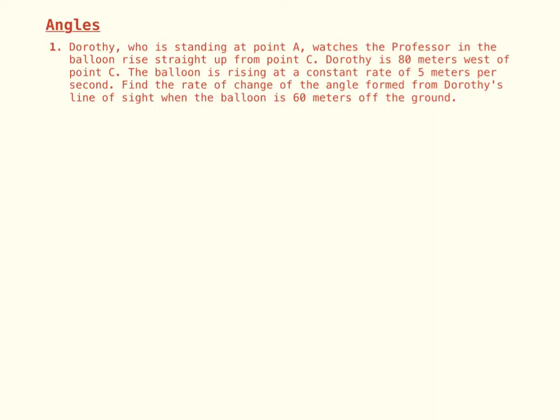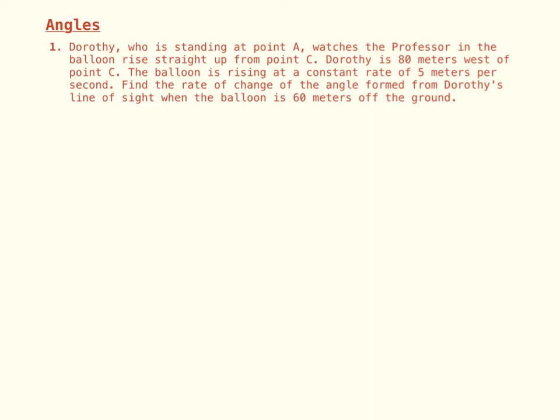All right, so number one says, Dorothy, who is standing at point A, watches the professor and the balloon rise straight up from point C. Dorothy is 80 meters west of point C. The balloon is rising at a constant rate of 5 meters per second. Find the rate of change of the angle formed from Dorothy's line of sight when the balloon is 60 meters off the ground.